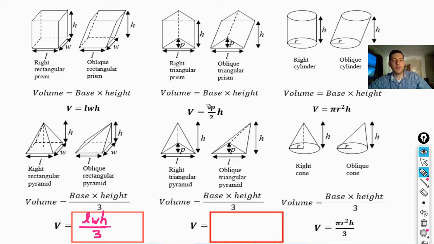We would just take the formula for the volume of a triangular prism and divide it by 3. So we have L times P times H divided by 2. I have the H written here in this picture. I'm just going to put that in the numerator right now. And then we would have to divide all of that by 3. So that looks kind of messy. Let's see if we can simplify that a little bit.